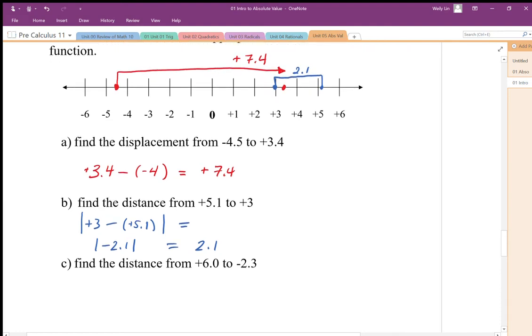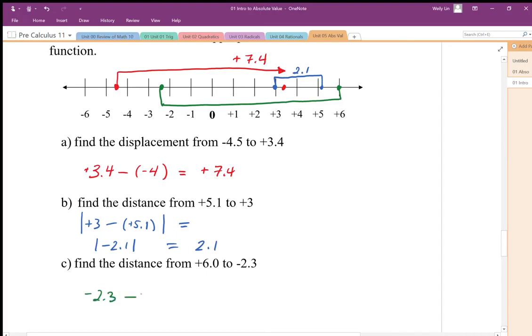And lastly, when we work out the distance from 6.0 to negative 2.3, right about there. Okay, again, if we want the displacement, we'd be going to the left or negative. But since we want distance, we're going to take away the direction. So we're going to end at negative 2.3.